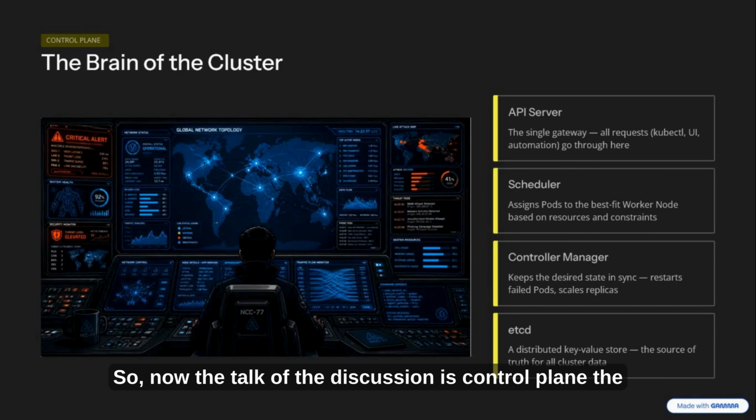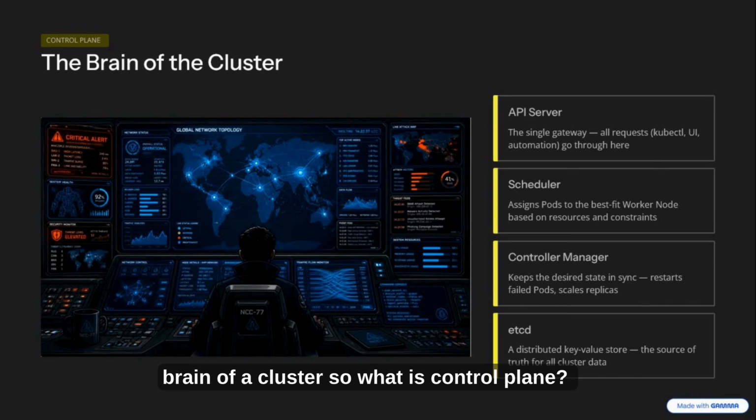So now the topic of discussion is the control plane, the brain of a cluster. So what is the control plane? The control plane is often called the brain of OpenShift. Let's understand why. The first component is the API server. Whenever an application administrator uses the OpenShift web console or runs an oc command, that request first reaches the API server.